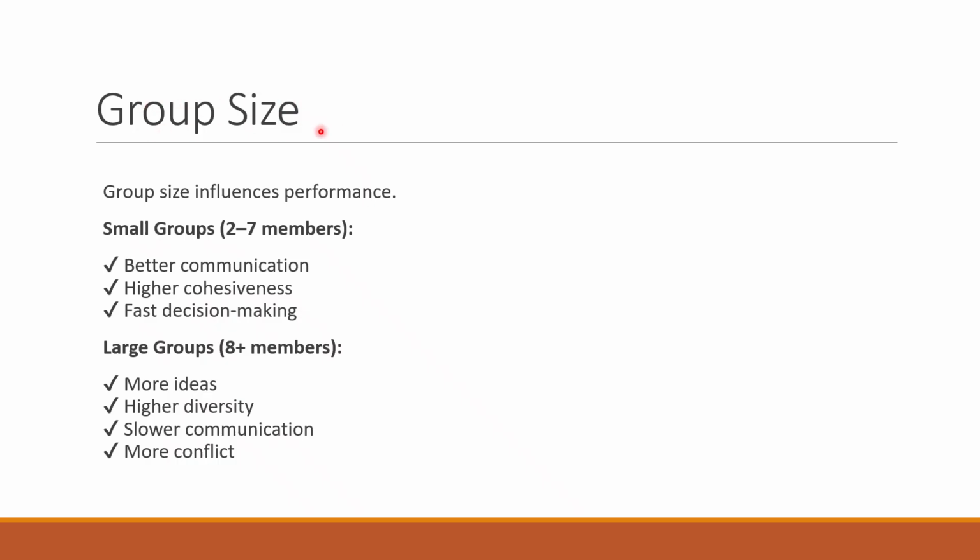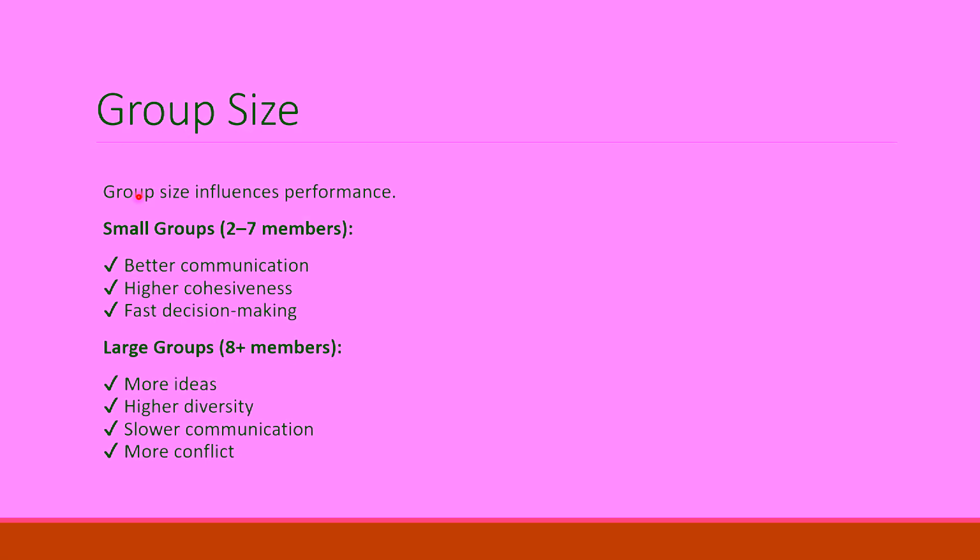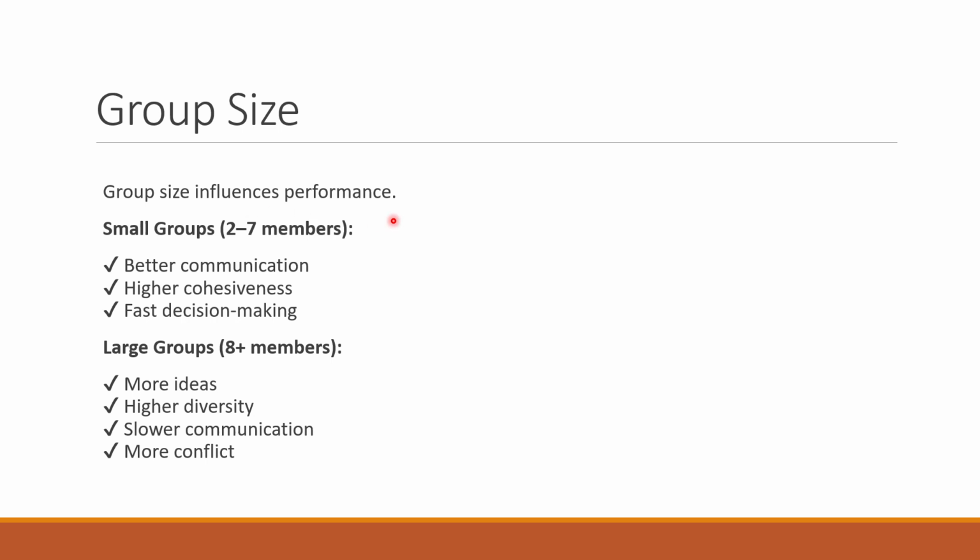Next, we now understand what group size is and what its impact on performance is. We know that group size influences performance, so it plays a major role in effectiveness. There could be small groups or large groups. When we talk about small groups, we usually see 2 to 7 members. Here we generally see that communication is better, decision making is faster, there is high cohesiveness among the team members, and they are more responsible.